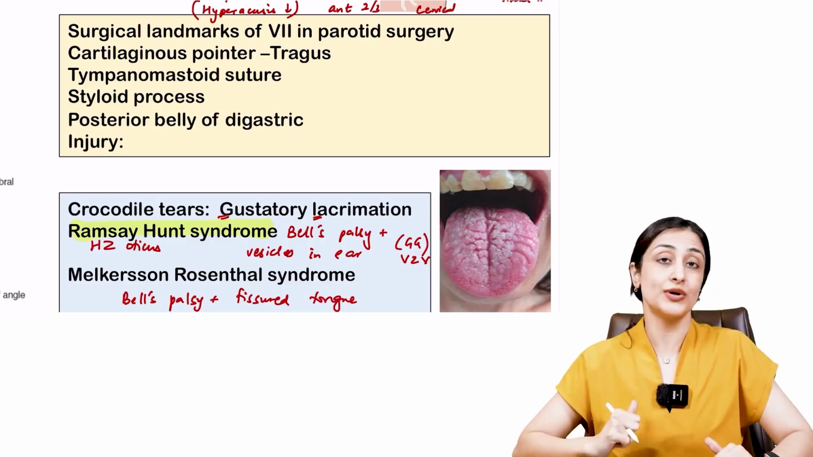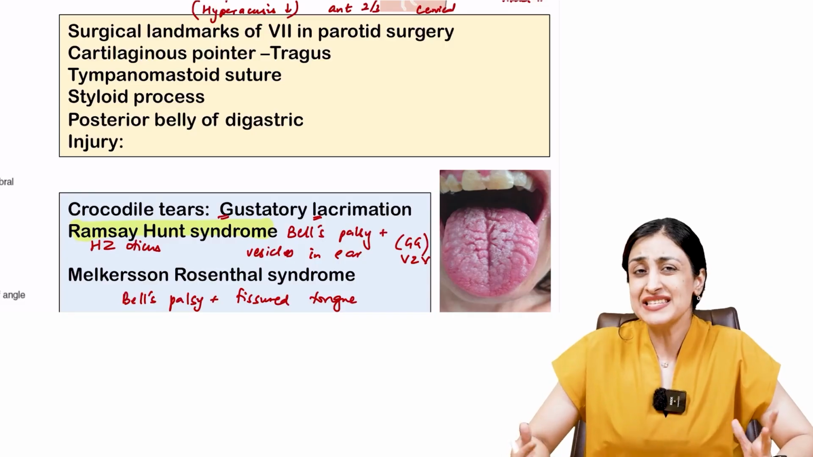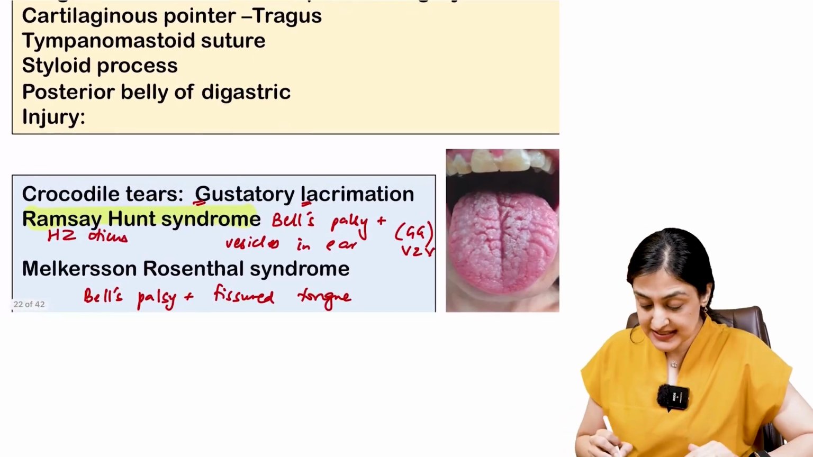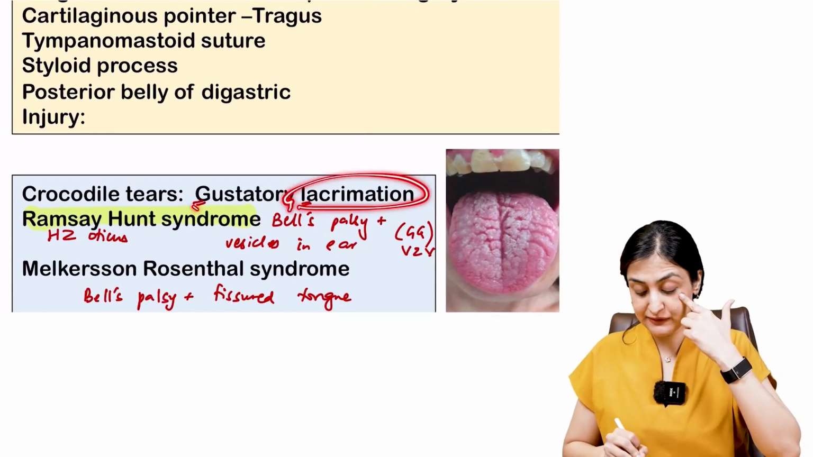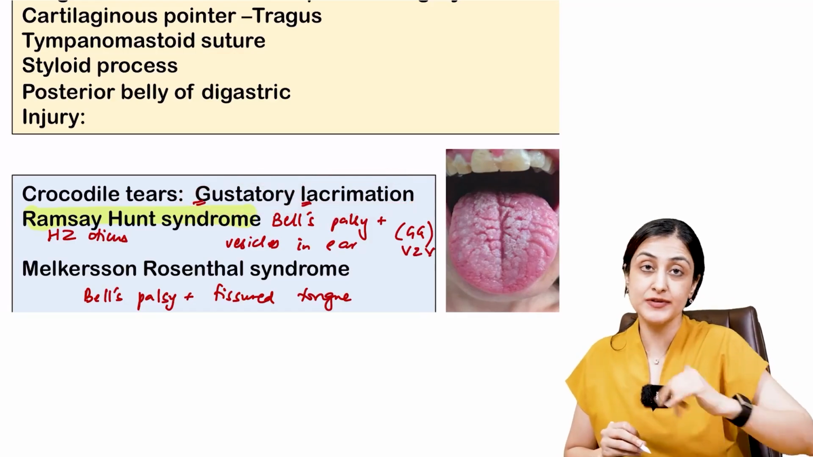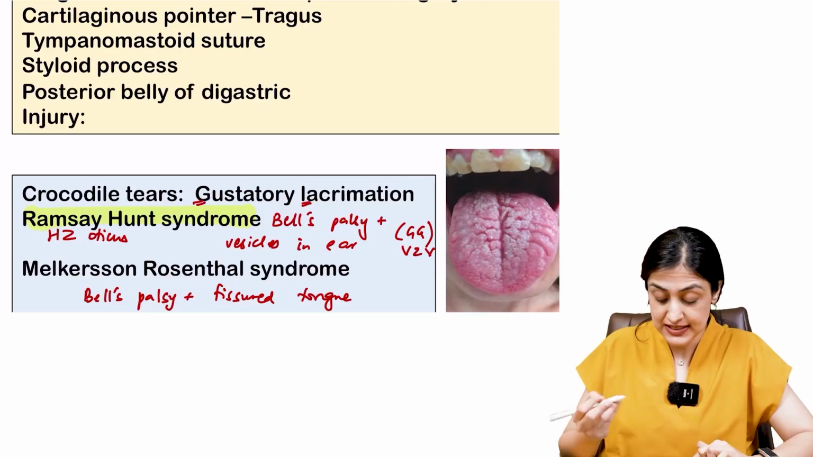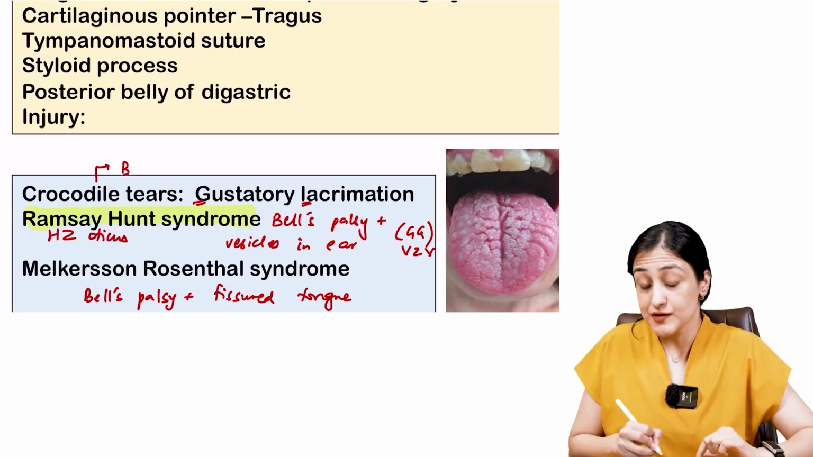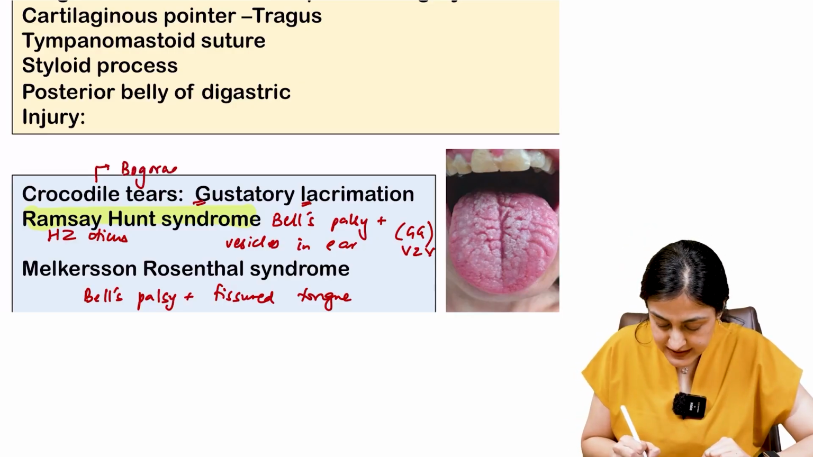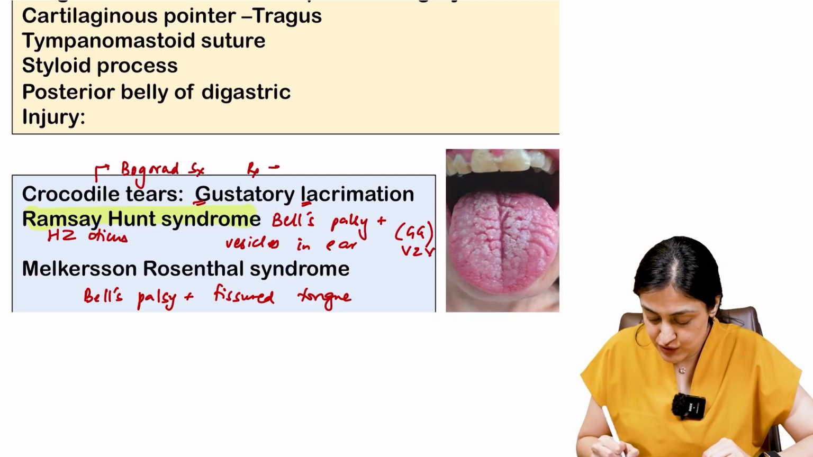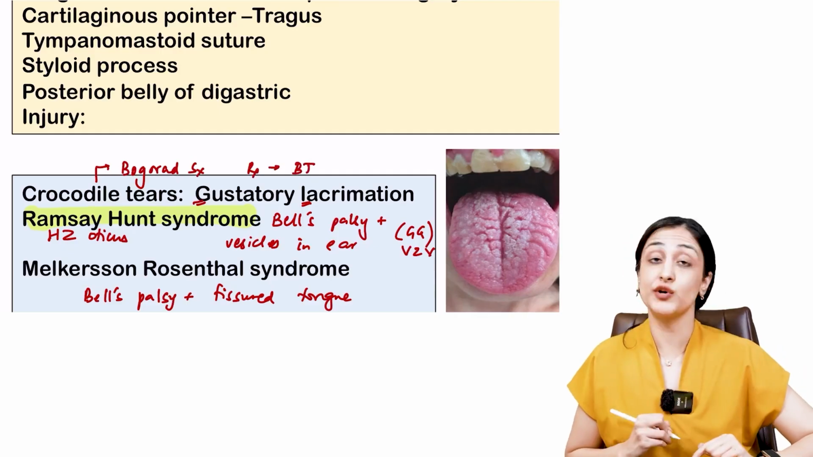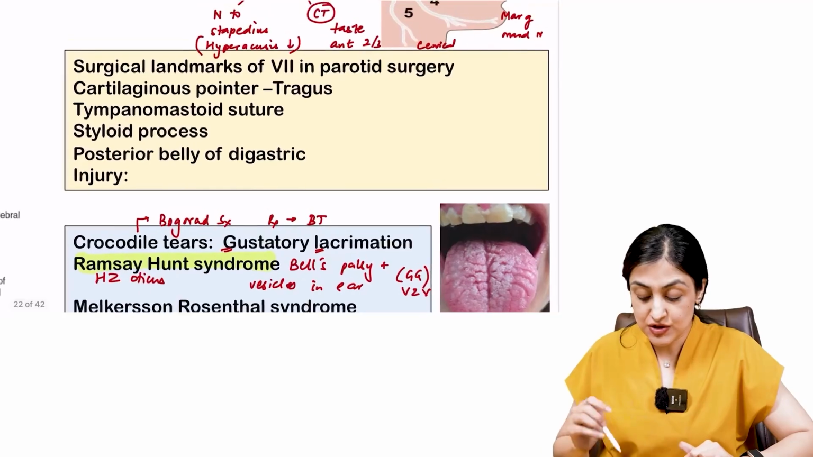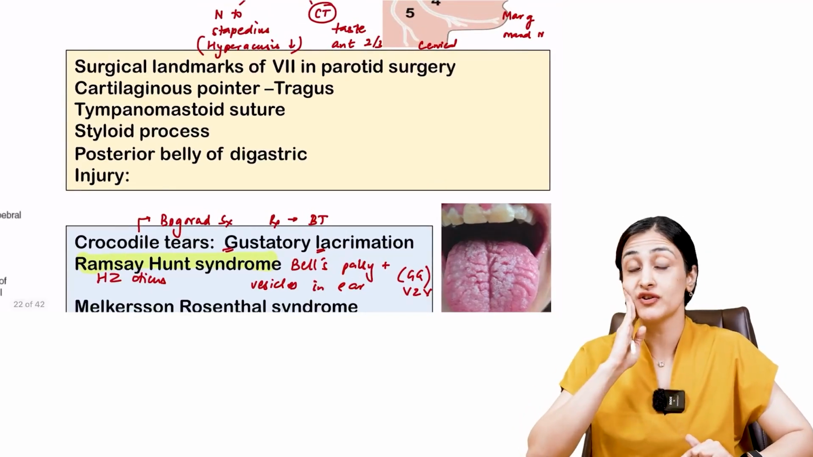Now, what are crocodile tears? This is basically mixed and impaired nerve regeneration, where you have had mixing of your lacrimation GSPN fibers with your gustatory fibers, that is chorda tympani. They've gotten mixed, so both of these things are happening together. This is also called Bogorad syndrome. And one of the treatments shown here is Botox, botulinum toxin injection, right? So that's crocodile tears. What are the surgical landmarks? So, the facial nerve runs in the parotid.